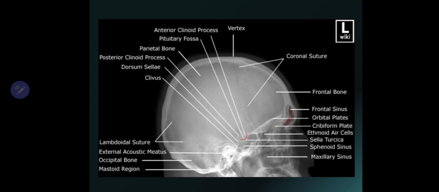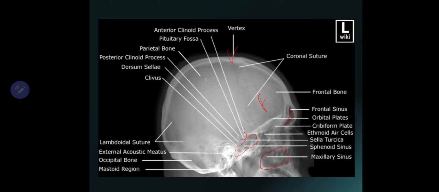This is the frontal sinus. And then what do you have? This is the area of the maxillary sinus. This is the sphenoid sinus. This is the frontal bone. This is the vertex. This is the anterior clinoid process. This is the pituitary fossa in which the infundibulum rests.